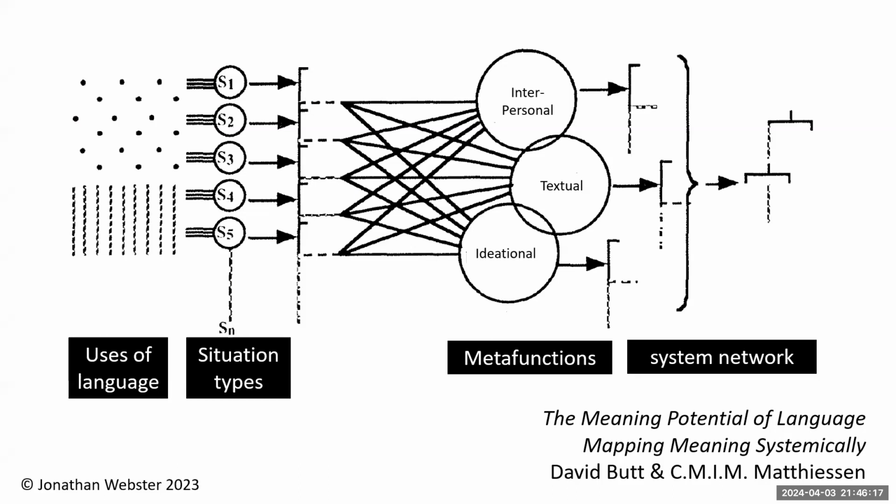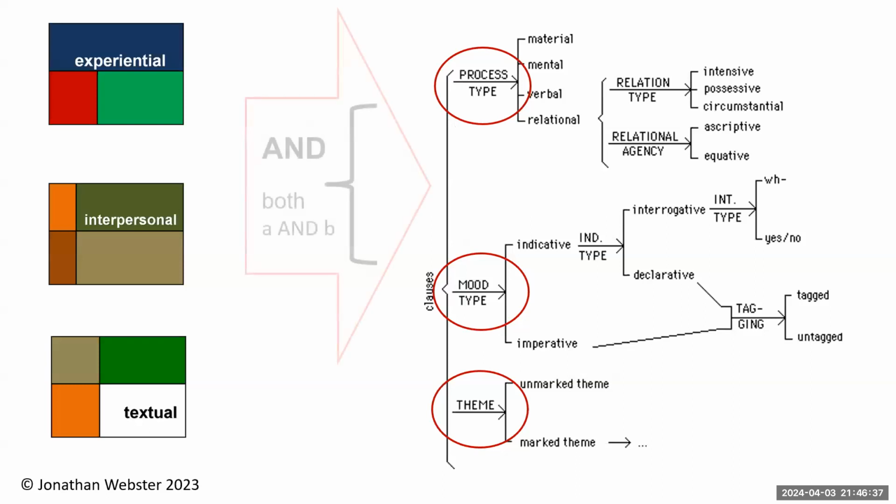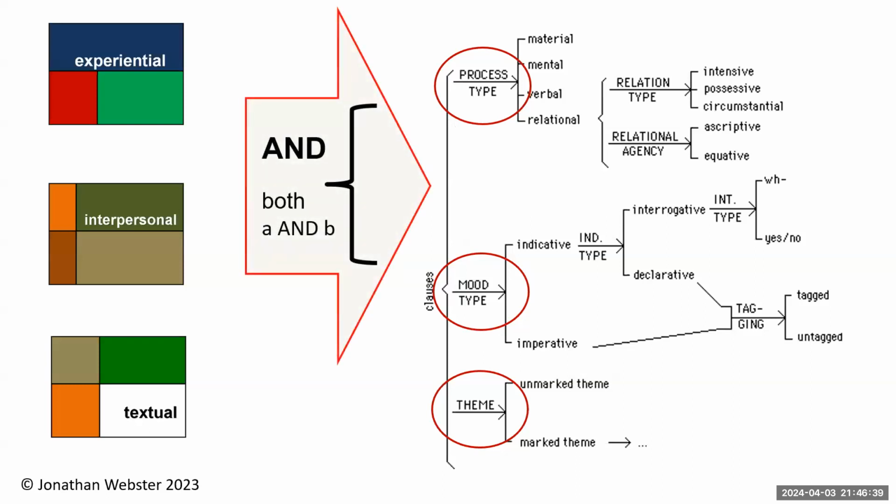So there are the uses of language, the functions of language, which define certain types of situations in which language is used. These feed into the metafunctions, choices that we have about interpersonal, textual, ideational. And all of this then can be captured how? With a system network. What is a system network? A system network represents the choices that we make.